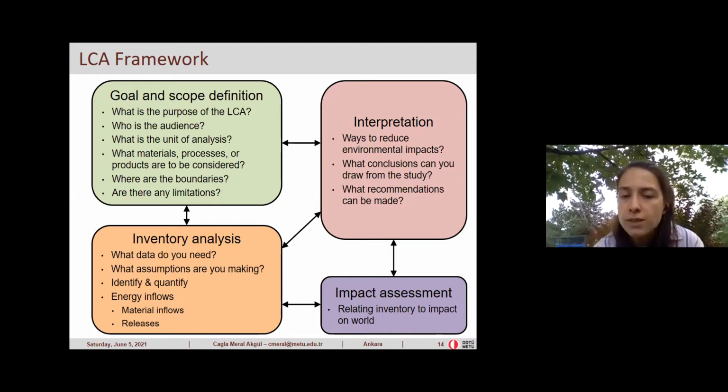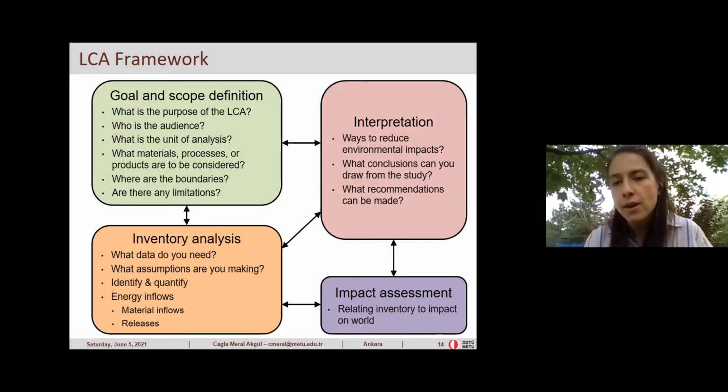Then we go to a second stage. This is the longest stage actually of the life cycle assessment. This is inventory analysis. I also will tell you maybe the Turkish version of this, envanter analizi. What do you need? What data do you need to assess the environmental impacts of that product? What assumptions are you making? Identify and quantify each of these consumption inputs and outputs, basically. Check energy inflows, material inflows, and releases.